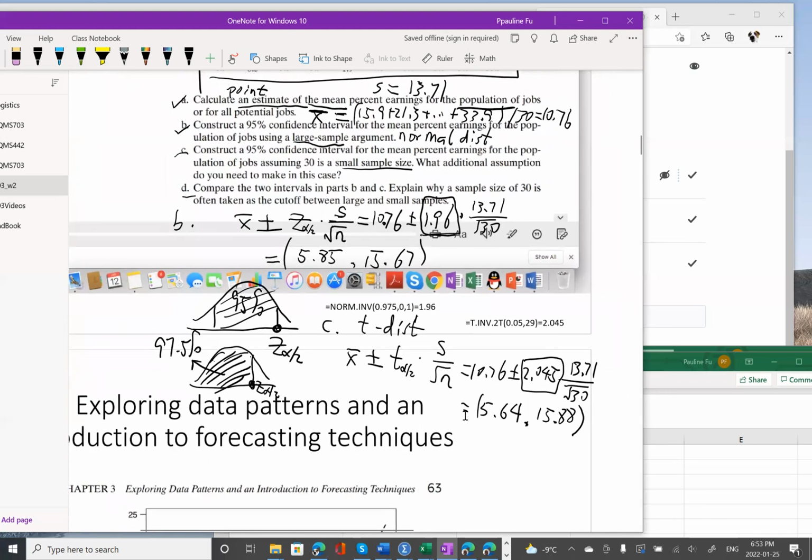Okay, so that concludes chapter 2. In chapter 2, we went over this exercise. Other questions in chapter 2 have similar calculations. Make sure you redo this question, understand how you got 1.96, how you got 2.045, and how you apply the confidence interval estimate formula.